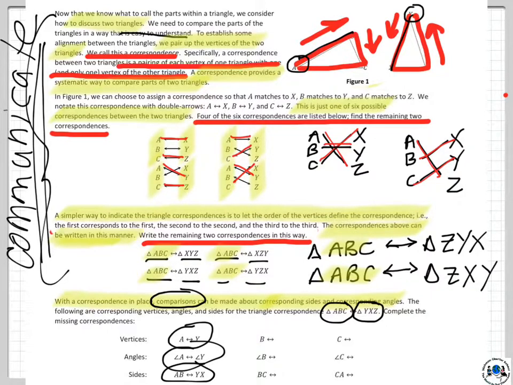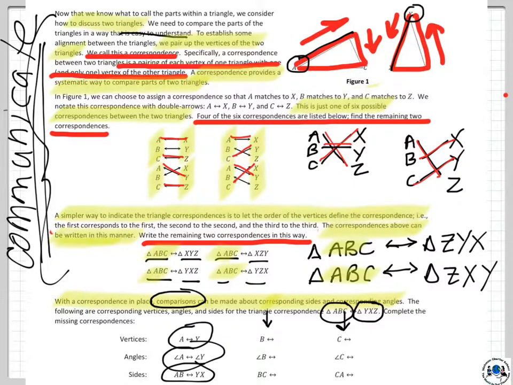So go ahead and look at all the B's. So you have the vertex B, the angle B, and the side B. And then over here you have the vertex C, the angle C, and the side CA. I'm sorry, that bottom one, the B, was actually the BC side. Okay, so go ahead and complete those.